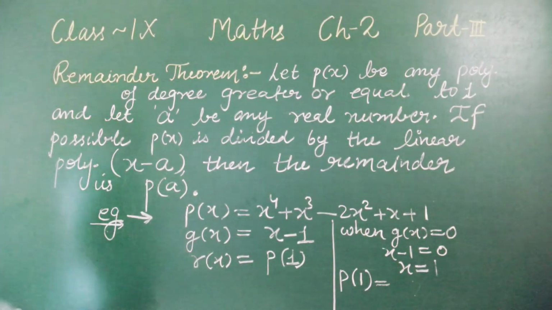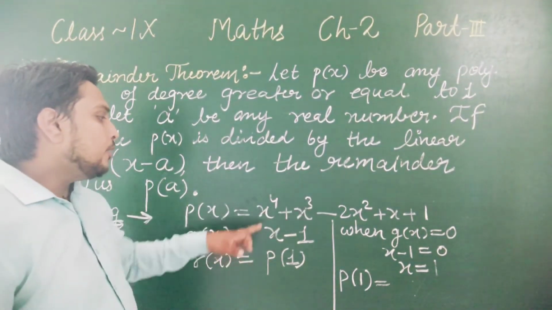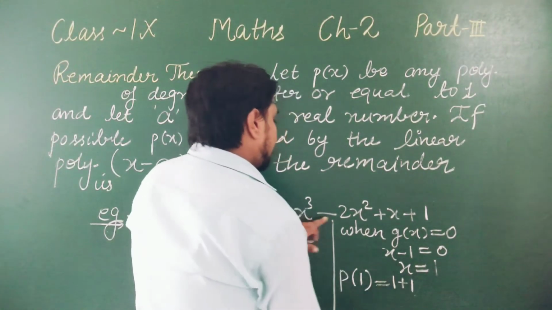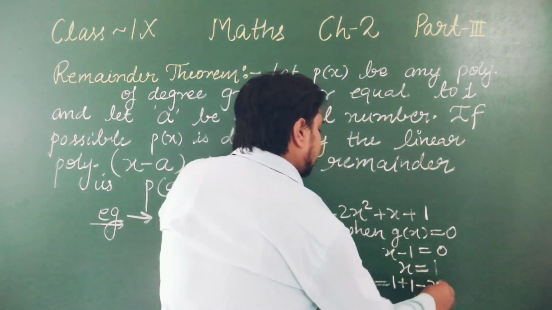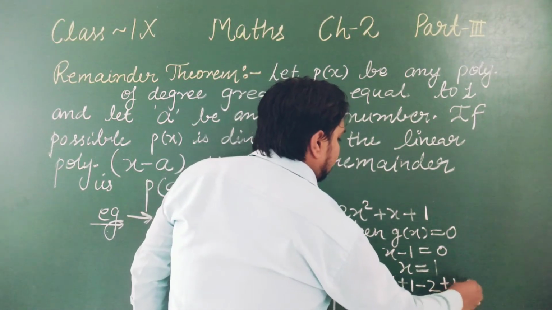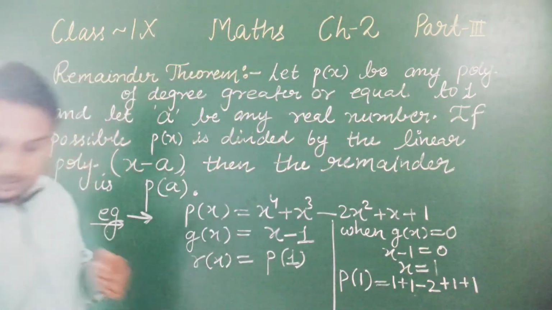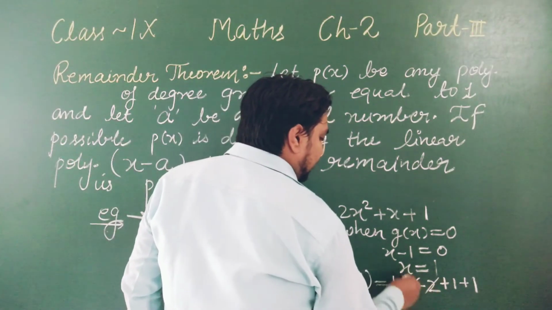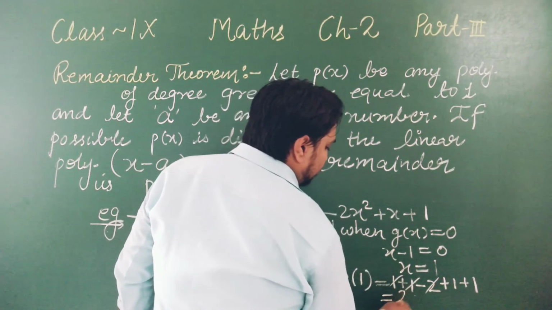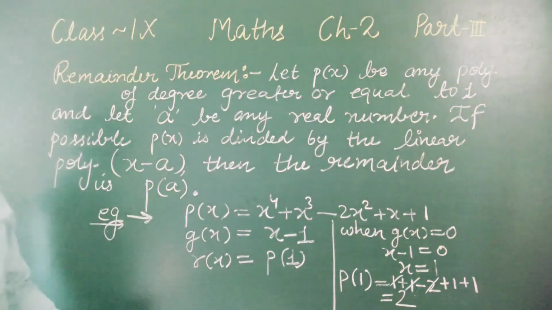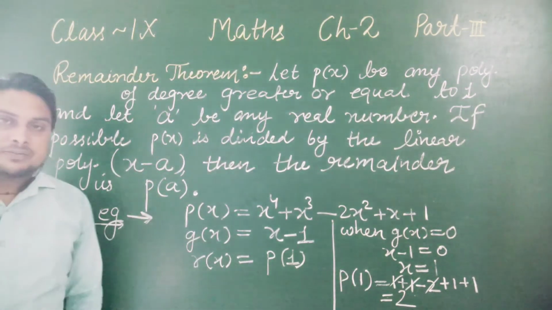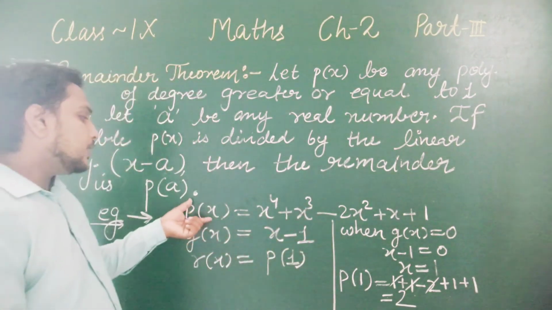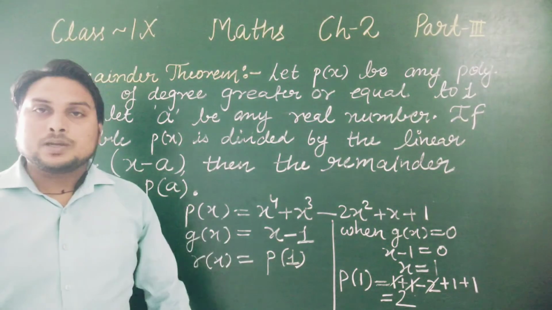So if you put 1 everywhere, here it is 1 plus 1 minus 2 plus 1 plus 1. The answer will be 1 plus 1 is 2, 2 minus 2 cancels out, then 1 plus 1 is 2. So you can see that without doing actual division we have found the remainder: when the polynomial P(x) is divided by g(x), the remainder is 2.